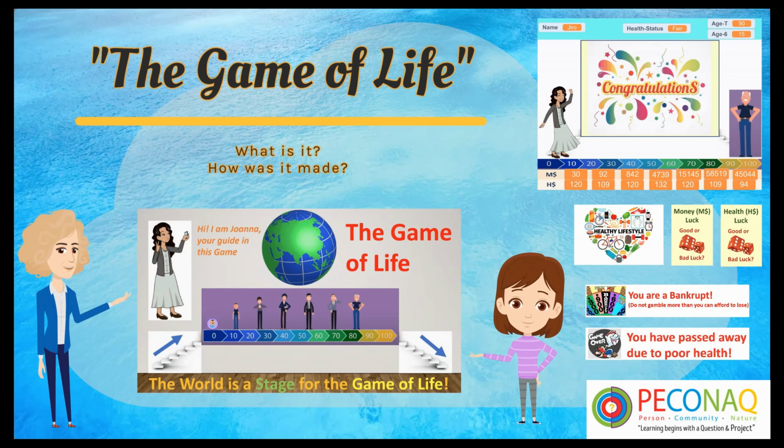Let us listen to an extracted dialogue from the game, where the avatar Jiro tells Joanna, the guide in the game, what he thinks about life in the future when he is 20 years old.